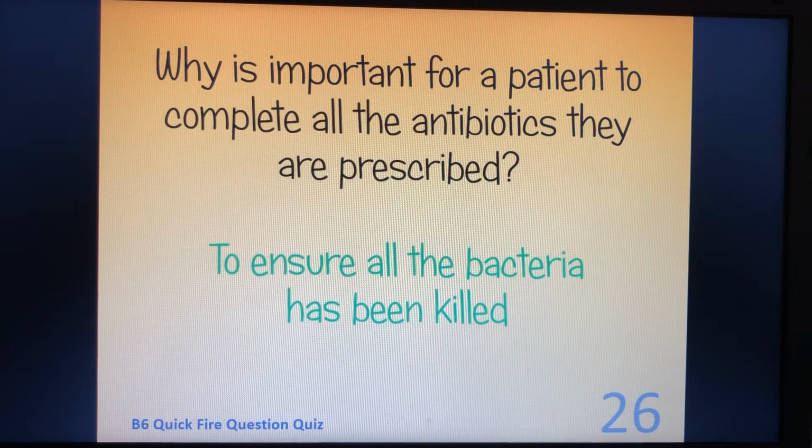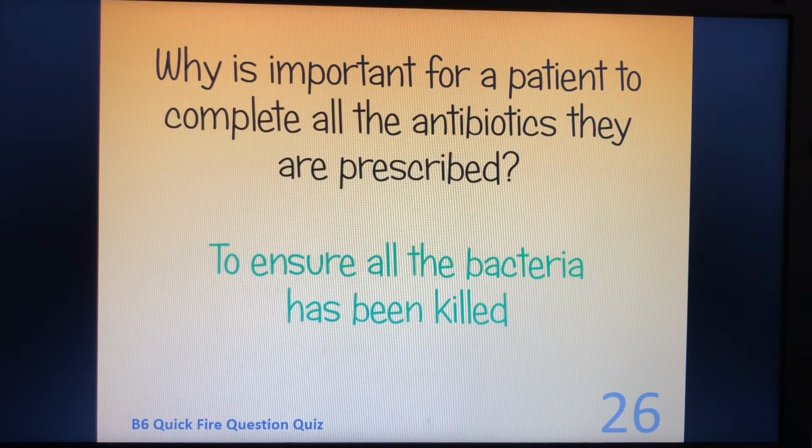And the answer is to ensure all the bacteria has been killed. We need to make sure that this low level of bacteria that we're able to have in our bodies and not feel ill from have all been killed, okay? Because if we have that small population left over, then, but we feel okay, they will start to reproduce and then we'll feel ill again.